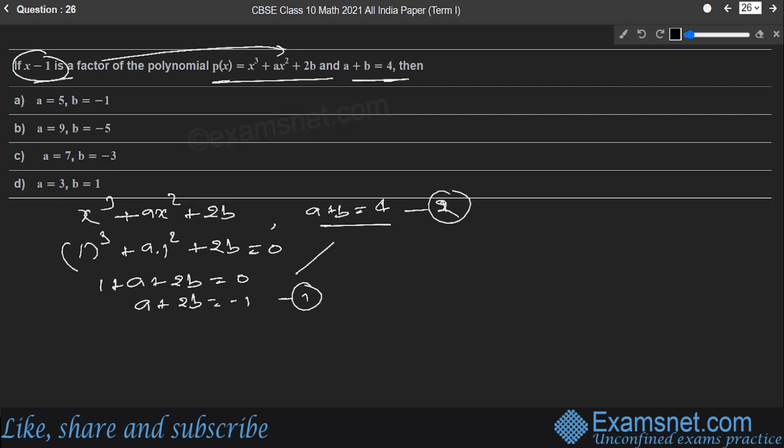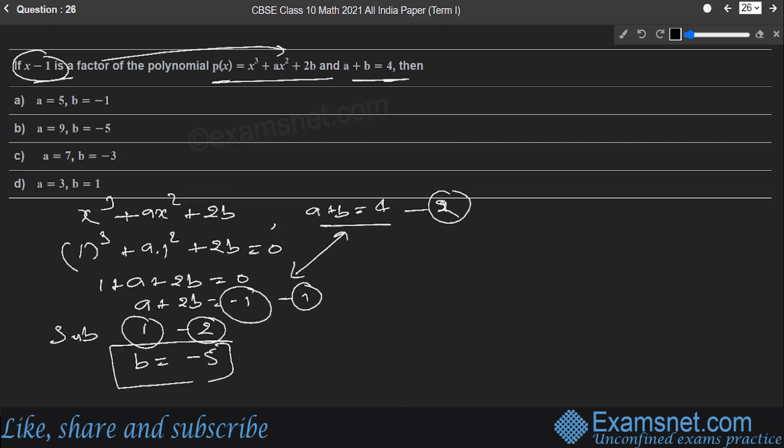If we solve the first and second equations, let us subtract. Let us do 1 minus 2. Then what do we get? The a's get cancelled. So we get the b value as minus 5, that is minus 1 minus 4. Minus 1 minus 4 will always give you minus 5. So b is equal to minus 5.